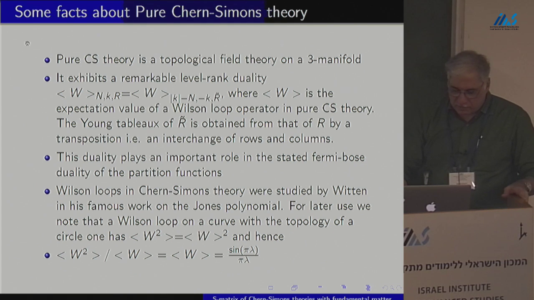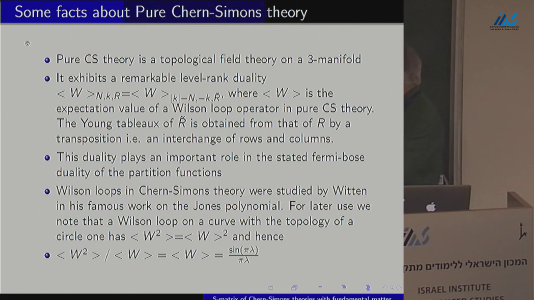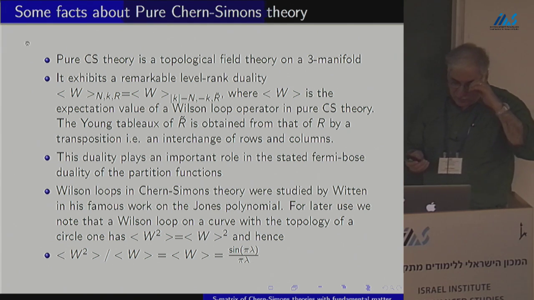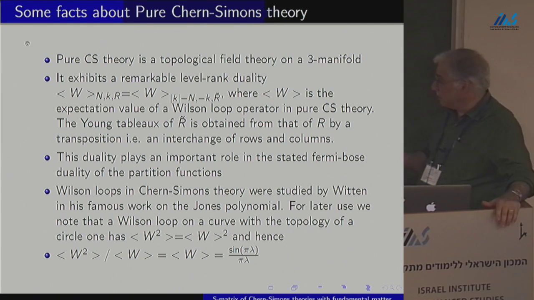Okay. So I just want to make a couple of statements about pure Chern-Simons theory before I move on. We all know that this theory is a topological field theory on a three-manifold, and it exhibits a very remarkable duality called the level rank duality. You take a Wilson loop in the UN theory at level K in a representation R, and that average in the Chern-Simons action is the same as the expectation value provided the gauge group rank is |K| minus N, the level is minus K, and the representation is R twiddle, in which R twiddle is obtained from R simply by interchanging the rows and columns of the Young tableau that represents the representation.